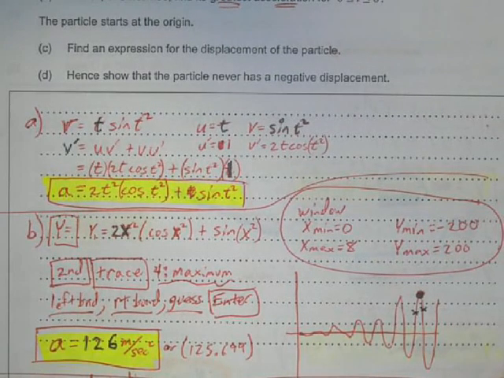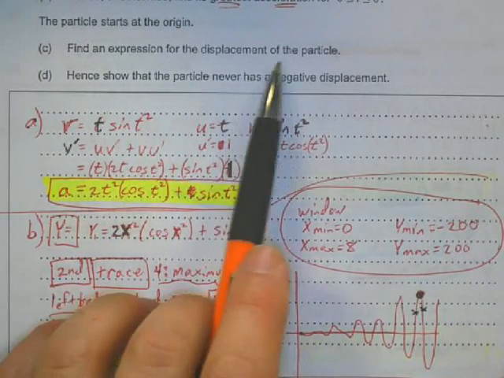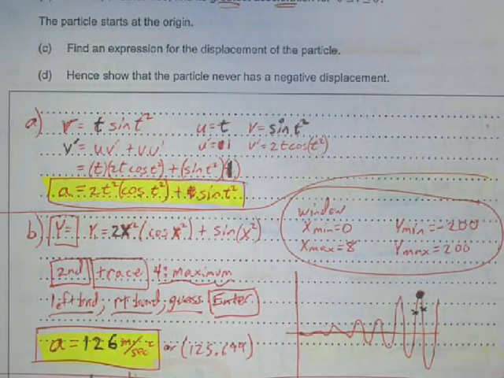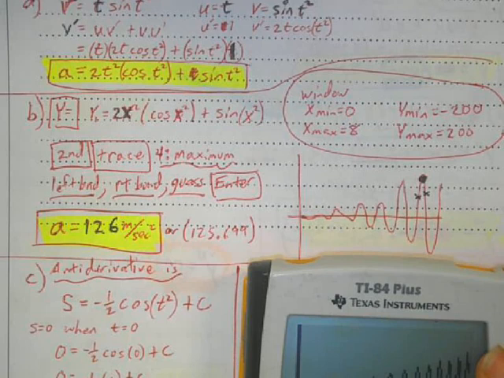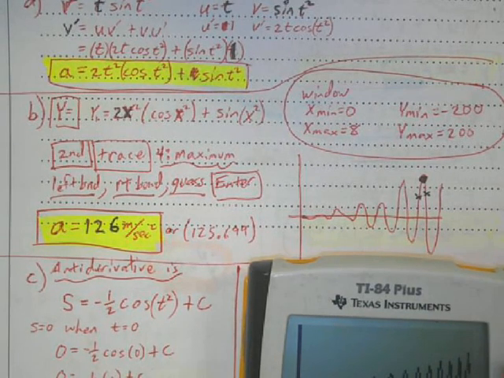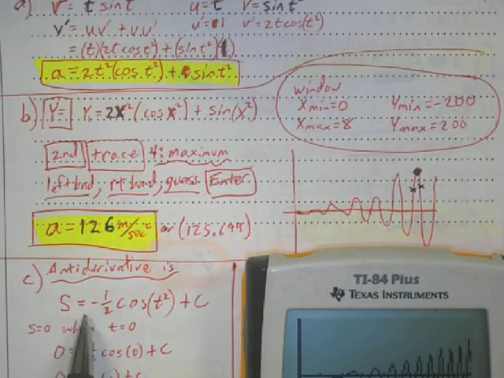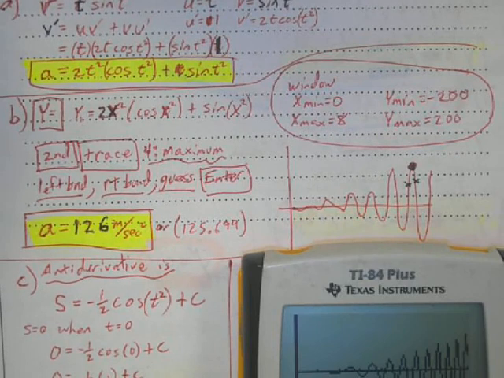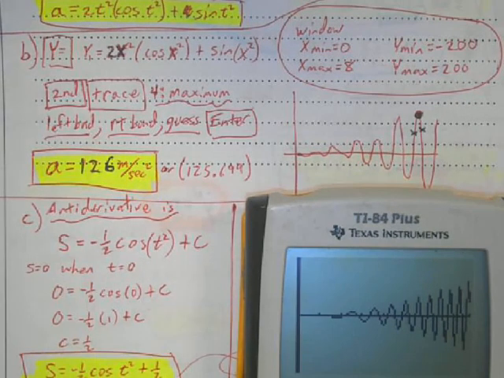Okay, question C. The particle starts at the origin. Find an expression for the displacement of the particle. So once again, I need to do the antiderivative. So the antiderivative of this is negative 1/2 cosine t squared plus c. I know we haven't talked about antiderivatives yet, so for right now, just trust me that that's the antiderivative, and we'll be doing that when I teach you chapter S11. But for right now, just accept that that's the antiderivative.